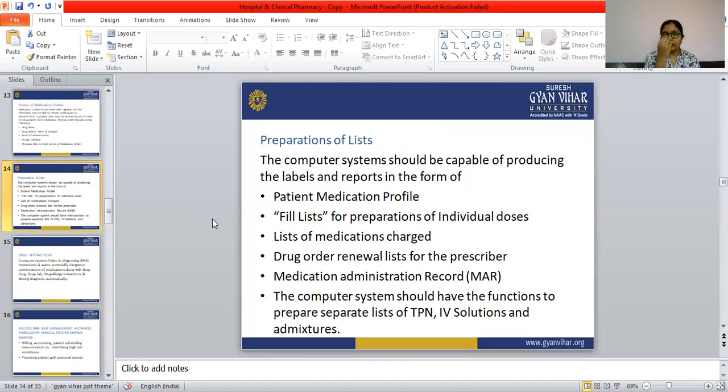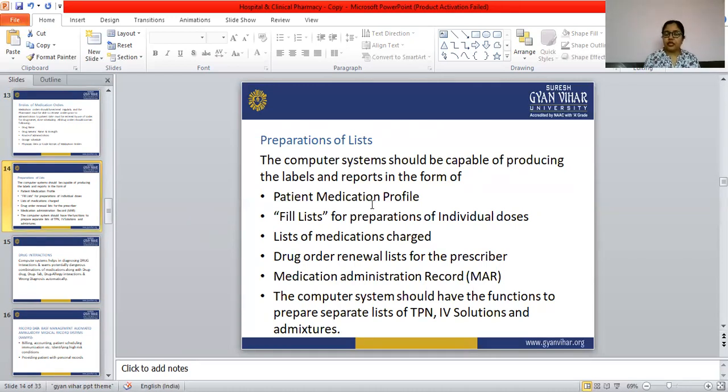Next role of the computer in the clinical pharmacy is the preparation of the list. The computer system should be capable of producing the labels and the reports in the form of patient medication profile, fill list for preparation of individual doses, list of the medications charged, drug order renewal list for the prescriber, and medication administration record. The computer system should have the function to prepare separate lists of TPN, IV solution, and admixtures.